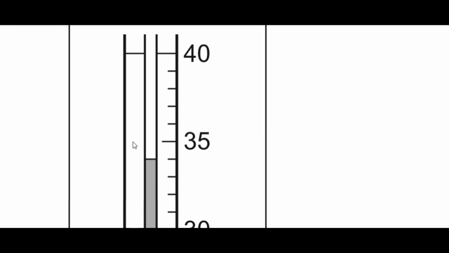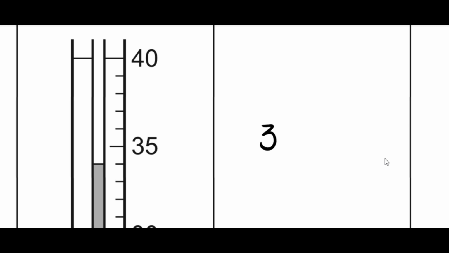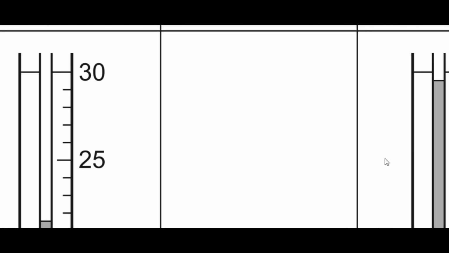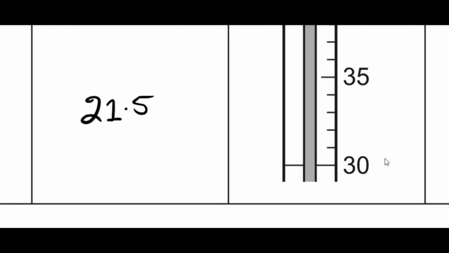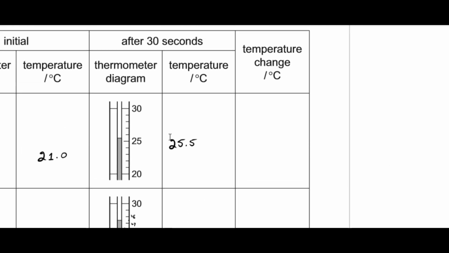This thermometer shows the exact temperature as 34 Celsius. So we would write 34.0 here. This temperature again is above 21 Celsius but below 22, so it is 21.5 Celsius. It is below 40 but more than 39 Celsius, so it is 39.5 Celsius. We would be writing 39.5. Now we need to calculate the temperature changes.